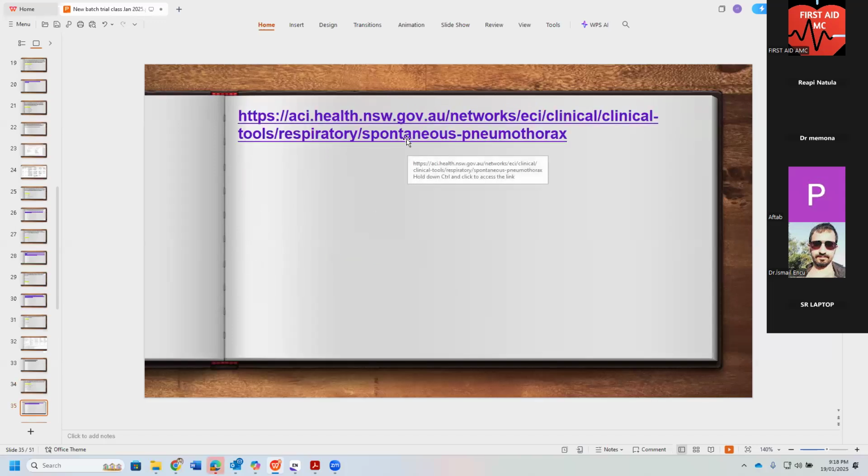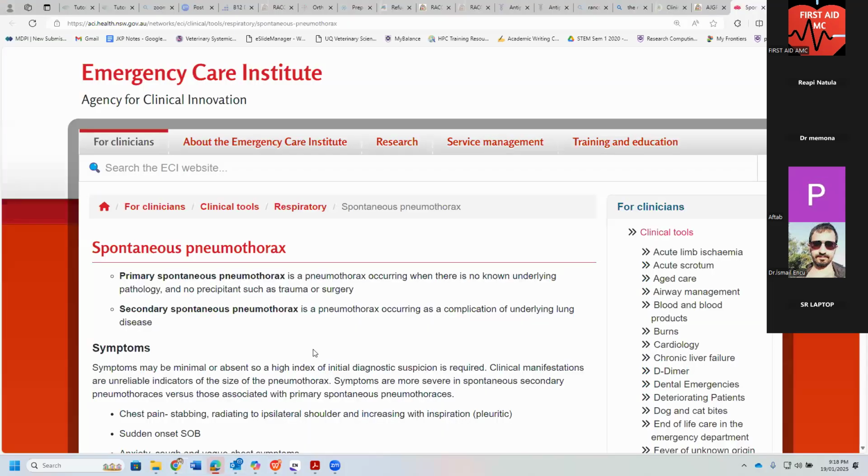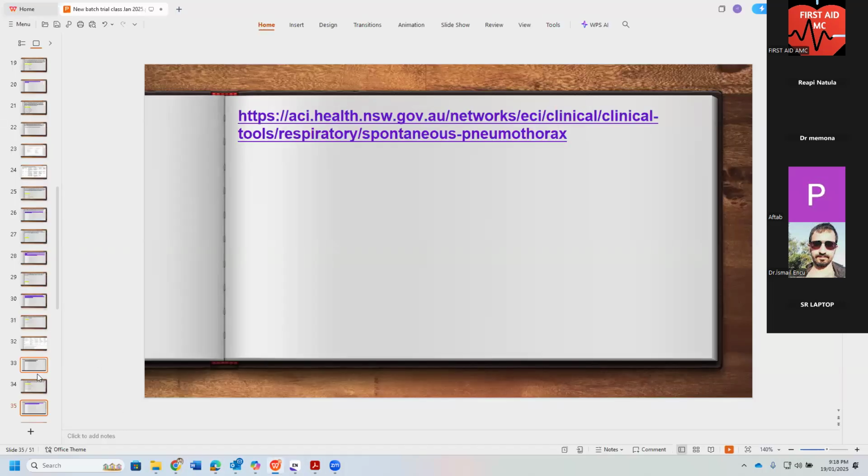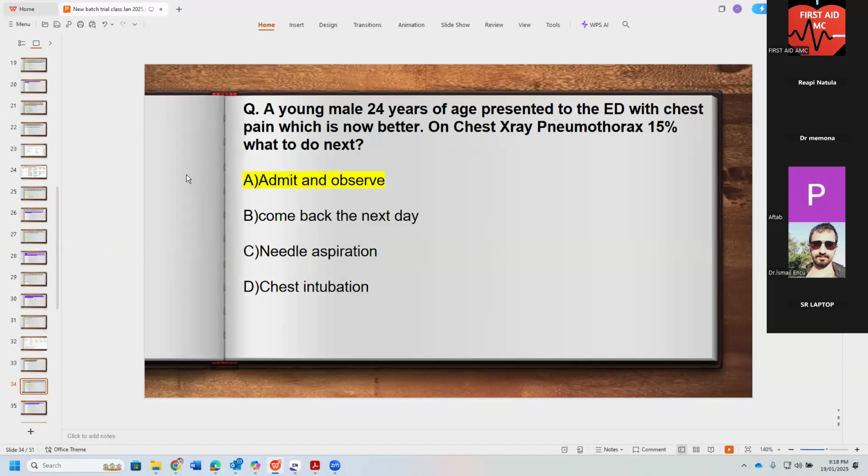All right. This is the New South Wales emergency guideline for spontaneous pneumothorax management. Very well written. Why not C? He had chest pain, which is better. So resolving chest pain and stable hemodynamics. They haven't given you any information that he's requiring oxygen or his chest pain is not getting better. If there's something like that, I agree with you completely. We will go straight towards needle aspiration.